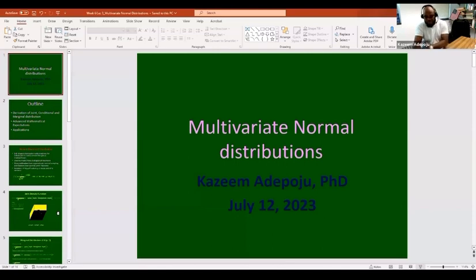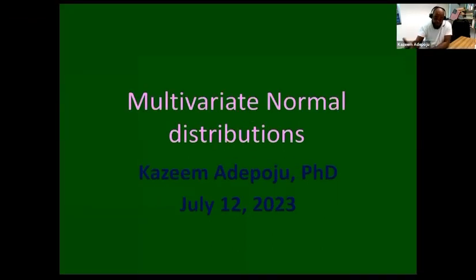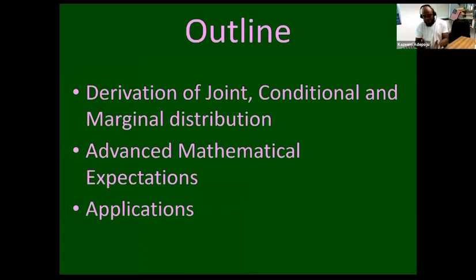Today, the focus is going to be on multivariate normal distributions. In the outline, I'm going to walk you through the derivation of the joint, conditional and marginal distribution of, we're not going to go into multivariate, but we're going to look at the special form of the multivariate that we'll call the bivariate normal distribution.